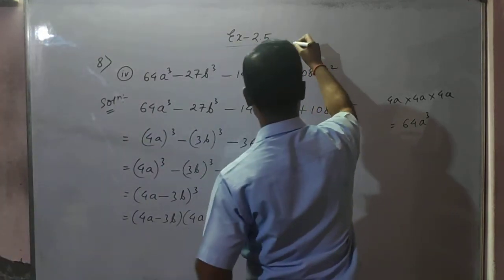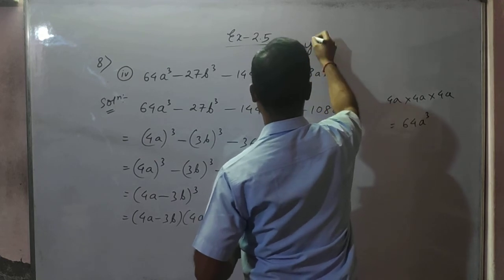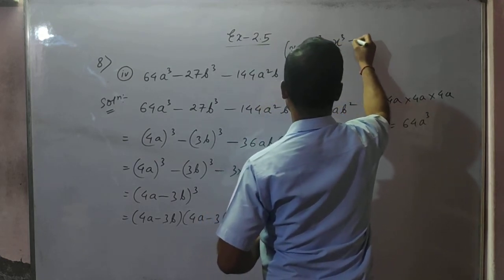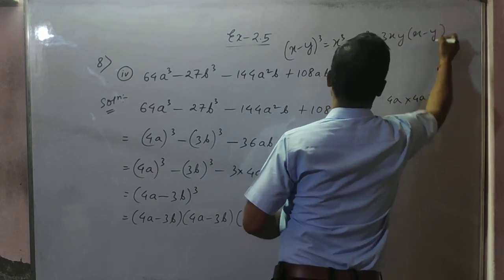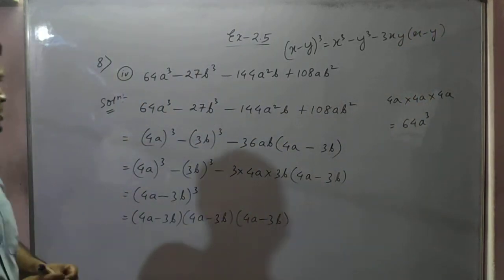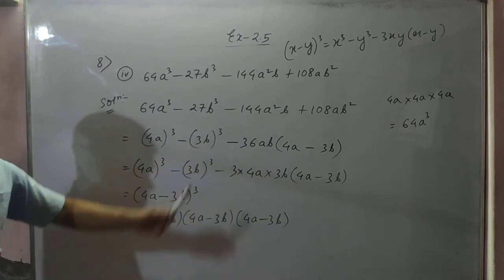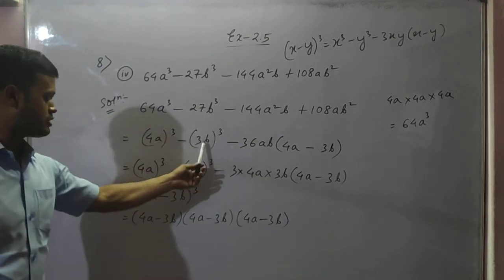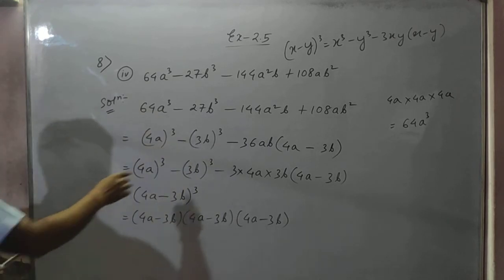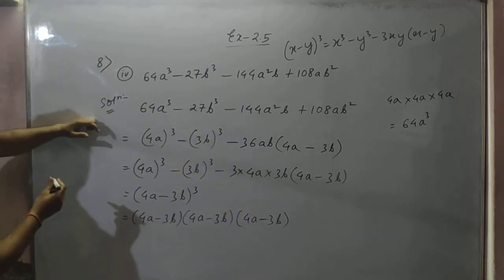So what is our formula? Our formula is x minus y whole cube is equal to x cube minus y cube minus 3xy into (x minus y), isn't it? So this is x and this is y. So 64A cube I wrote 4A whole cube, 27B cube I wrote 3B whole cube. Then how did I find this 36AB? See here what I did.